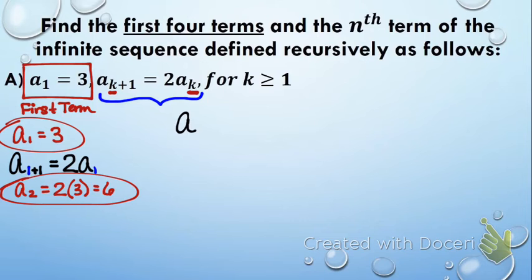Where is this 2 coming from? Right here. This is our rule. The rule says take 2 and multiply it by this term. For this first example, I put 1 in the place of k in both of those spots, right there and there. So far, so good? All right.